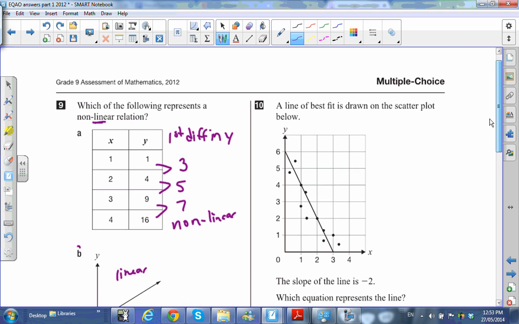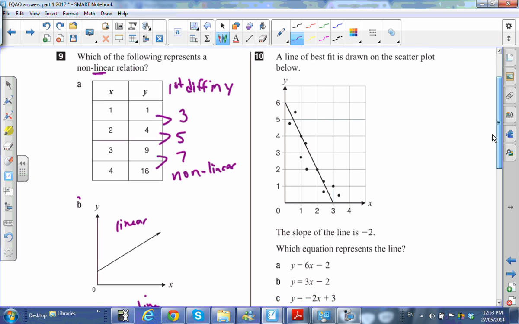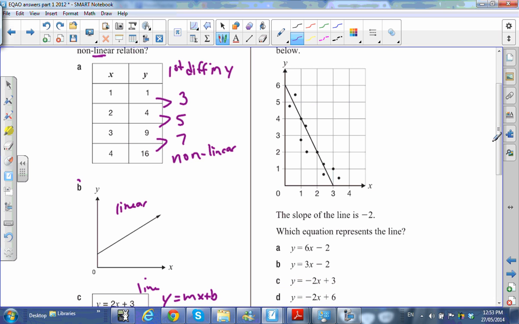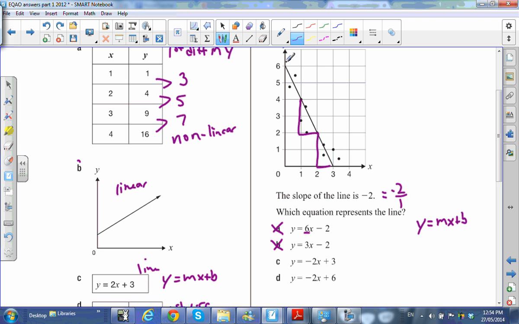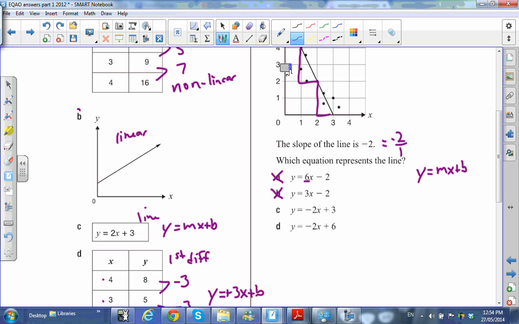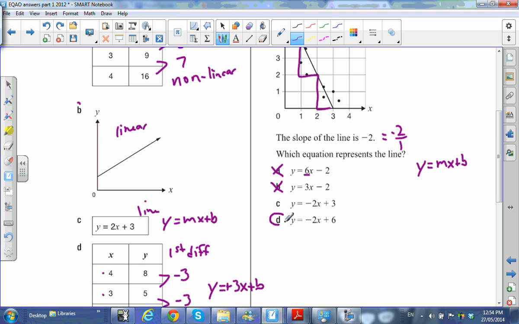Okay. A line of best fit is drawn. The slope is negative 2. And yes, we could actually see the slope is negative 2. Pick any point along here, and it looks like we're going down 2 over 1, down 2 over 1, because you could say that's equal to negative 2 over 1. So the question is, which equation represents the line? Remember y equals mx plus b, m representing the slope. So this first one's definitely not right. That has a slope of 6. Next one, slope of 3. So it's one of these two. Remember the b represents the y-intercept. What does the y-intercept appear to be in this case? The y-intercept appears to be 6. So the answer, nice easy one, is y equals negative 2x plus 6.